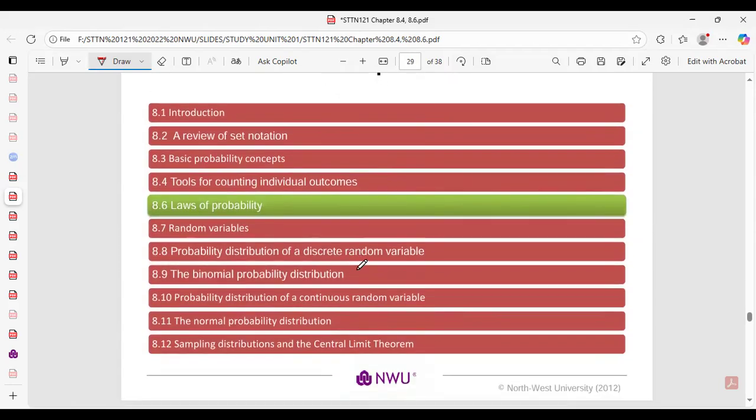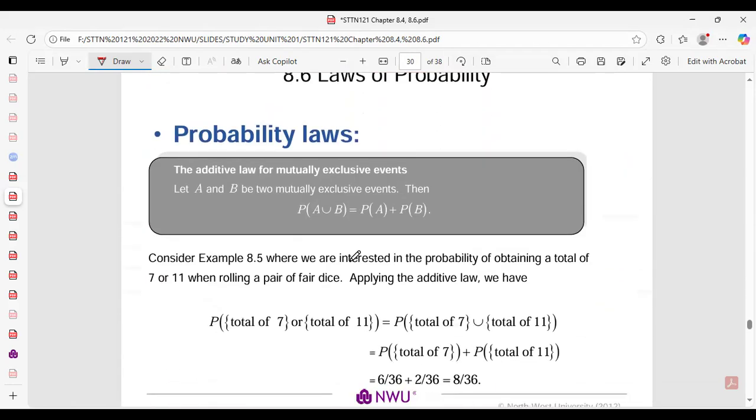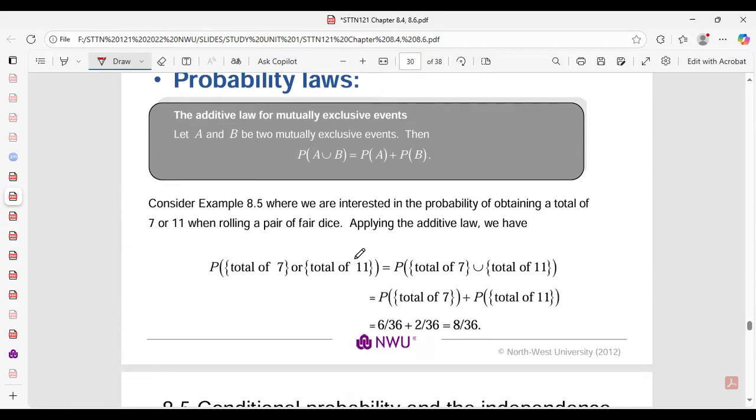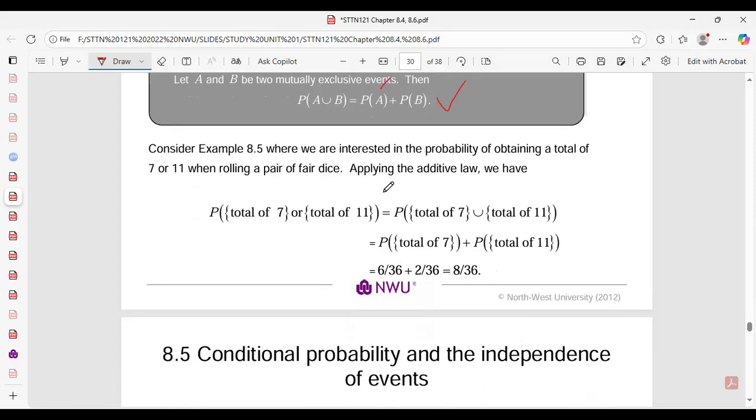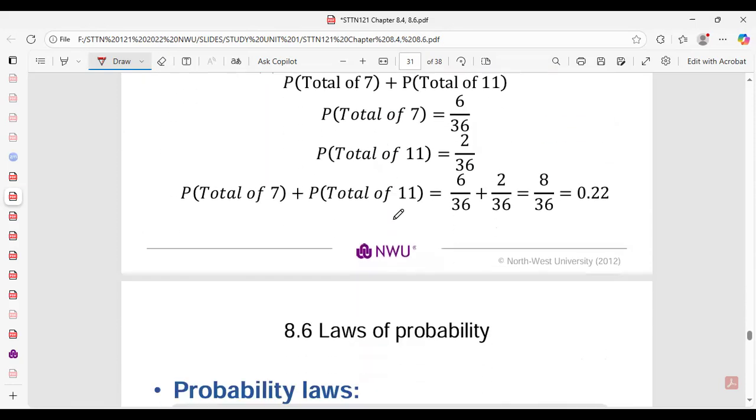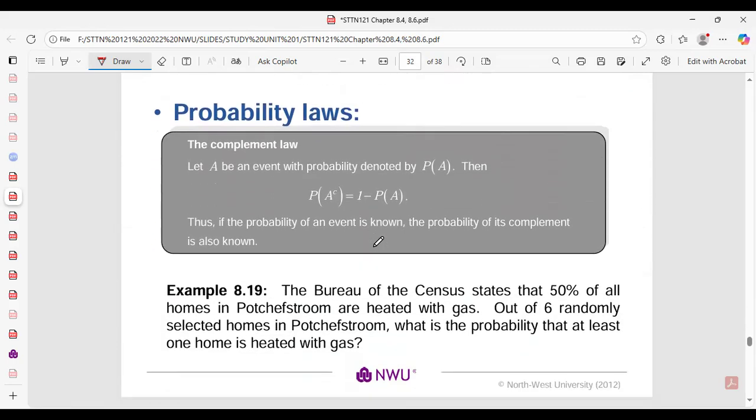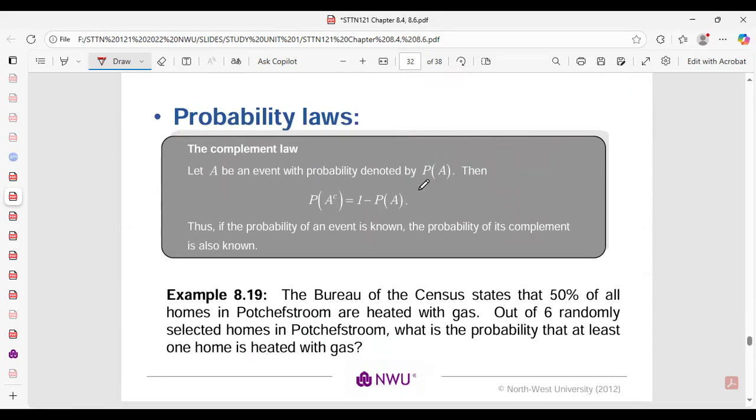Okay. I think we're going to go to the laws of probability. This is very important now. Please check this. This is the formula for mutually exclusive events. The probability of A union B is equal to the probability of A plus the probability of B. This is the formula for mutually exclusive events. So I'm just going to show you the basics, then we do the questions. I think I've explained this on the first section, actually, the complement law. Those formulas are very important. I've shown you the one for mutually exclusive events.